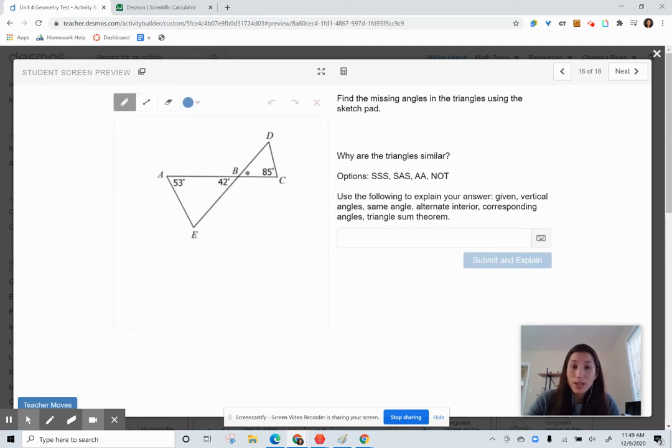Here, another bow tie question. So we have the vertical angles first that are equal. So I'm going to put a 42 here. And then I would need to use the triangle sum theorem to find this missing angle here. And I would need to use the triangle sum theorem to find this missing angle here. So do we remember the triangle sum theorem? How many degrees are in a triangle?